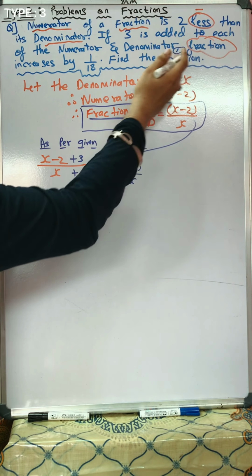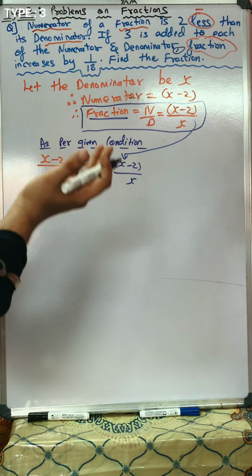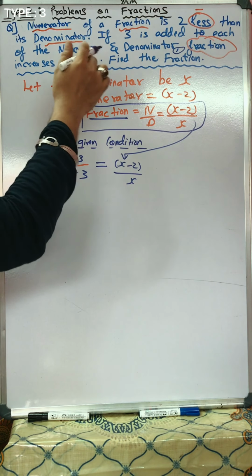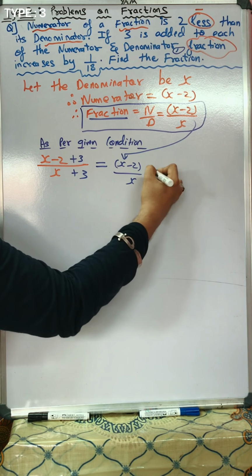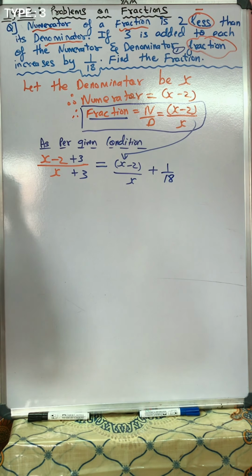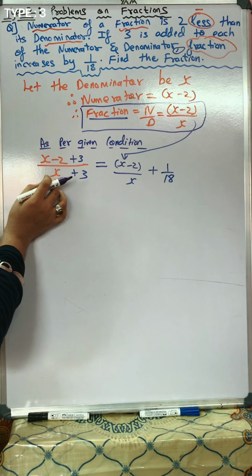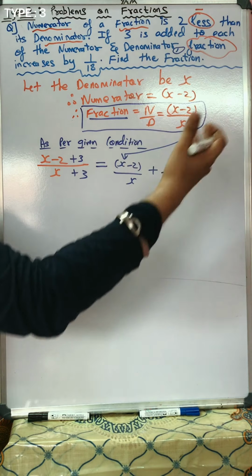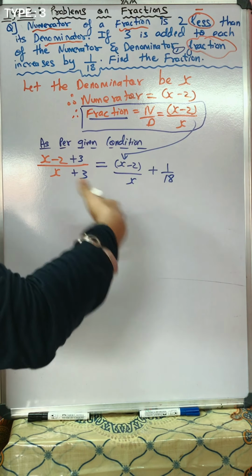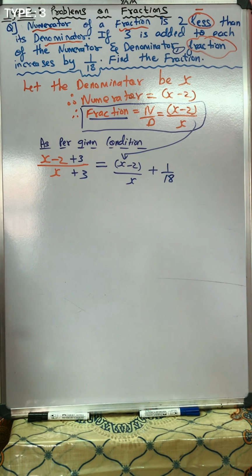Then the fraction increases by 1 upon 18. Fraction increases by 1 upon 18, so plus 1 upon 18. So when 3 is added to each, the numerator and denominator, what happens? The fraction increases by, meaning plus, 1 upon 18 gets added. So I hope you understood the question.